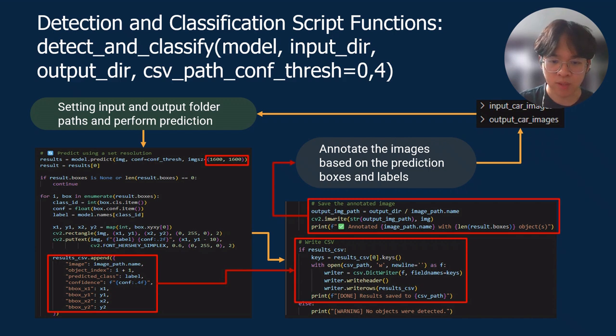Then we'll write a CSV file just for the user to have a more detailed look into the prediction results. At the same time, we'll also create an output folder, known as output_car_images, where we will have the annotated images inside the folder for the user to see whether the model has made correct predictions or not.